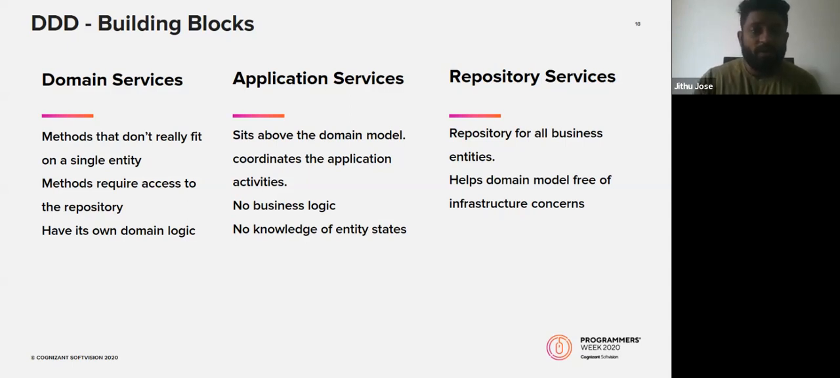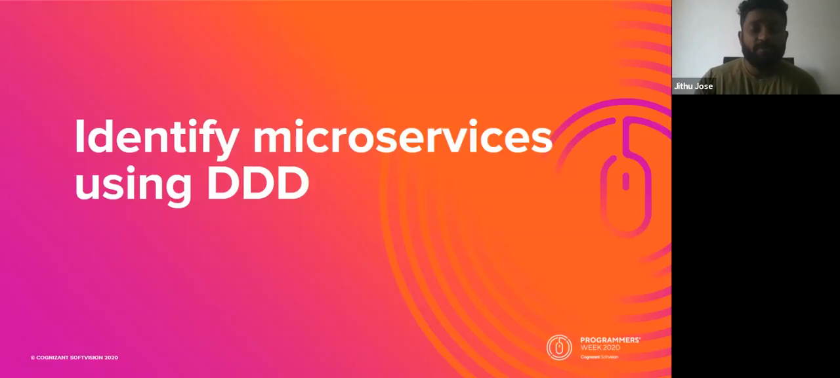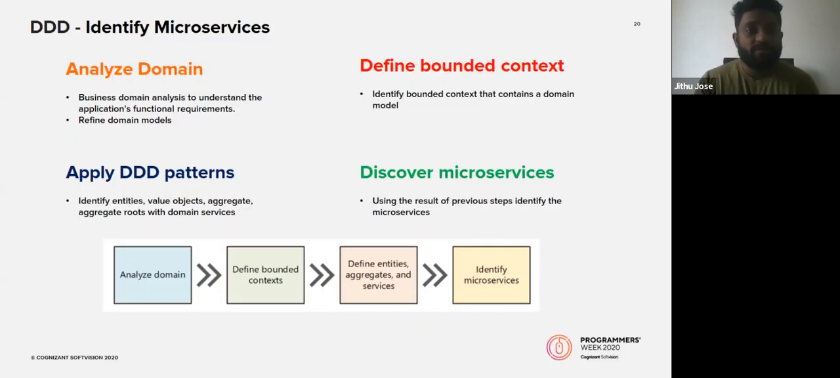Next comes how we identify microservices using DDD. We have 4 different steps. First of all, we need to analyze the domain. All the functional requirements will be converted into a domain model diagram. Then we will define the bounded context inside that. That is a major part. And we will apply the domain-driven design patterns, identifying entities, value objects, and aggregate roots inside the bounded context. And we will use that bounded context as a microservice. So we will go one by one.